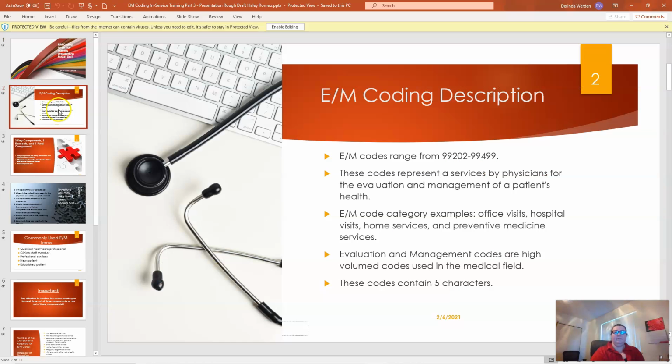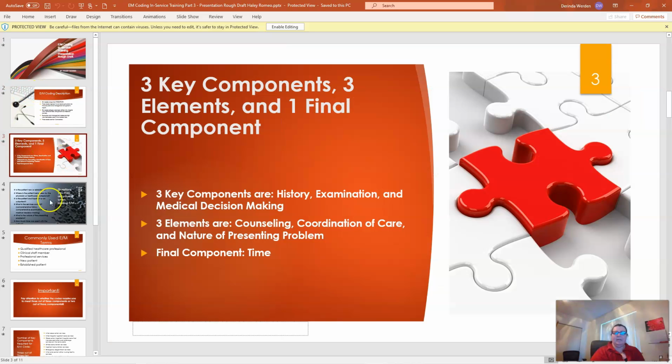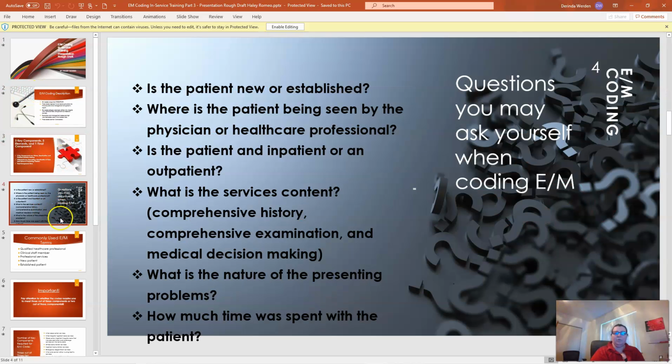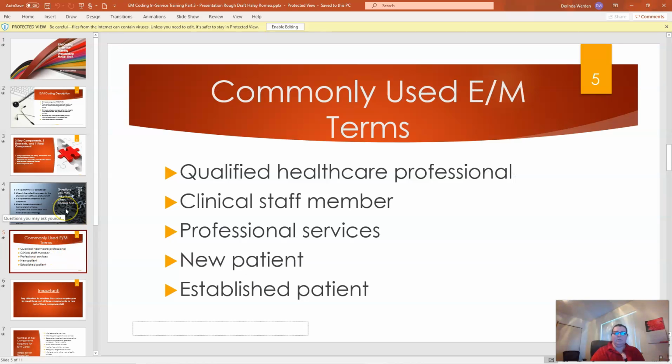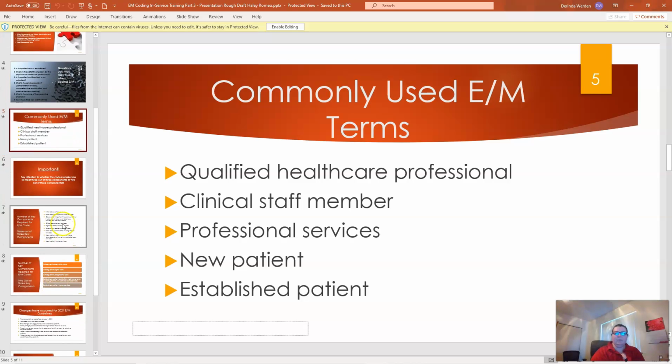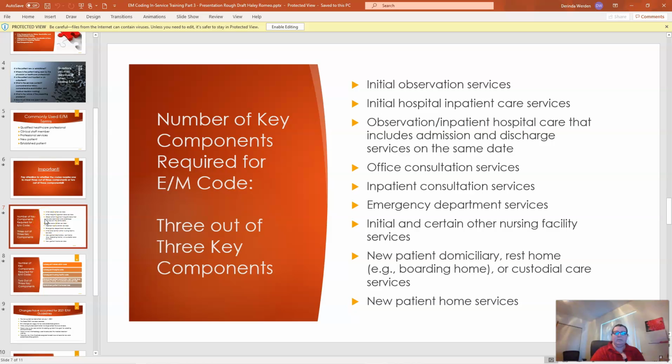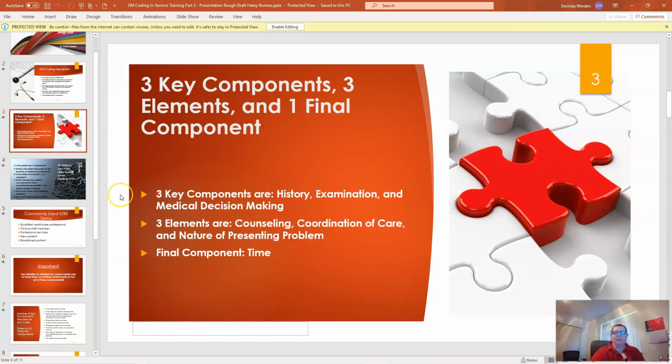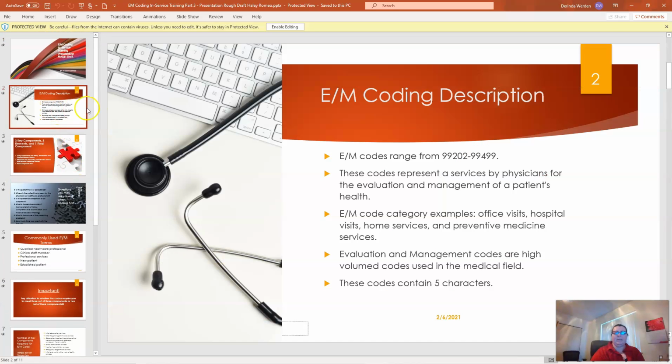On your first slide, you have the A&M coding description. I don't see the abbreviations or the punctuation or the, what was it? The symbols, but those are a required part of this assignment, so you're going to want to make sure you add those.